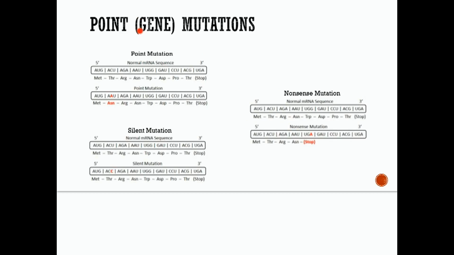A point mutation is a type of gene mutation. A point mutation is a mutation caused by the substitution of a single base pair for another. Some genetic diseases like cystic fibrosis, color blindness, hemophilia, and sickle cell anemia can occur as a result of a point mutation.